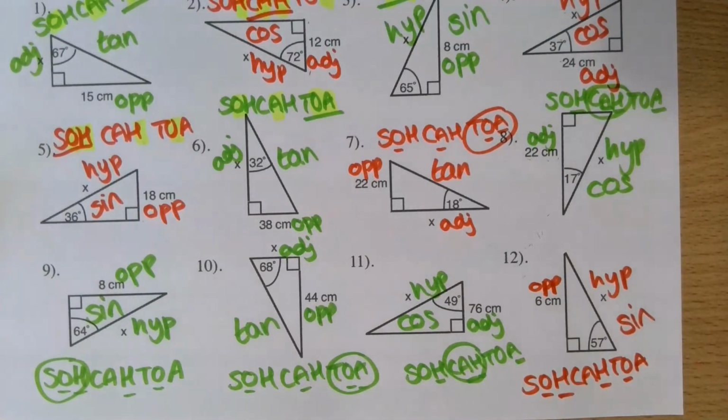So each time you label the sides that you've got or that you want, you use SOHCAHTOA to identify which of the three formulas you're going to use.